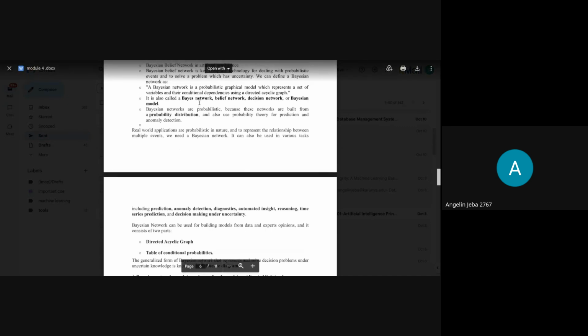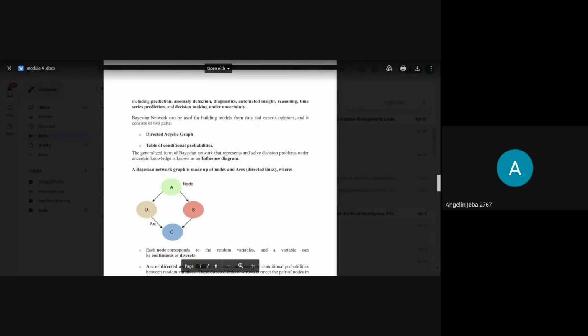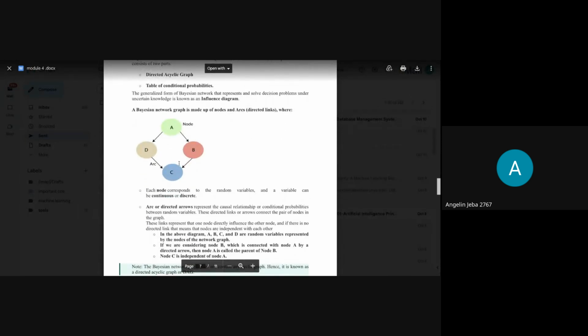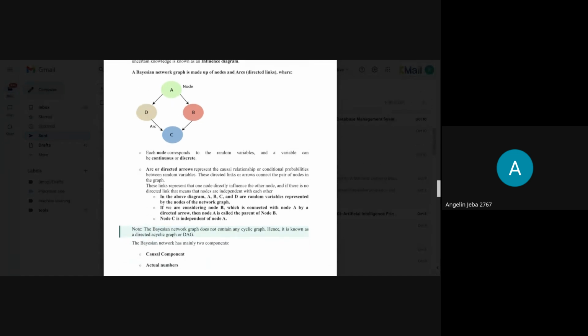To solve a problem which has uncertainty, we can define a Bayesian network as a probabilistic graphical model which represents a set of variables and their conditional dependencies using a directed acyclic graph. Okay, so here this is the acyclic graph which has a node, which has an arc, and which will be connected to the node ends. Okay, so this is the arc for it.